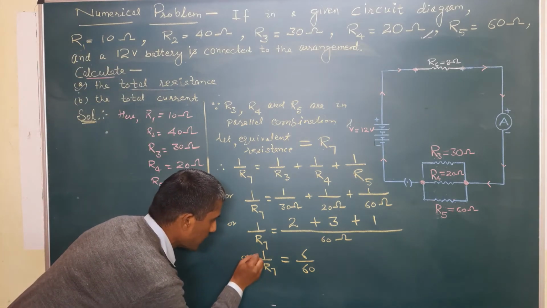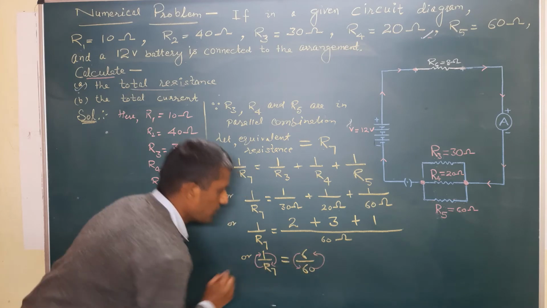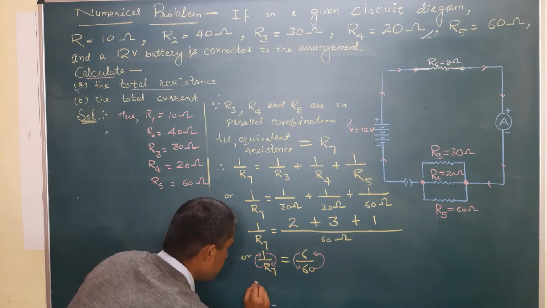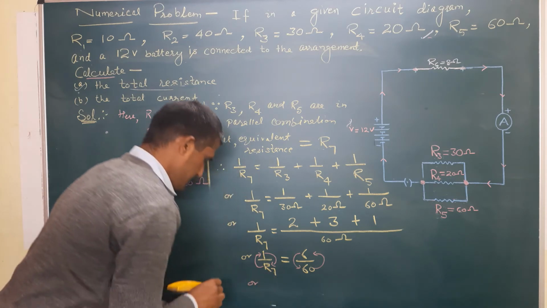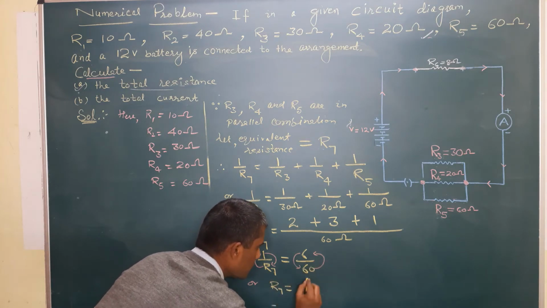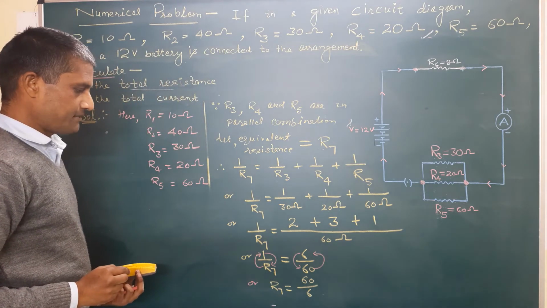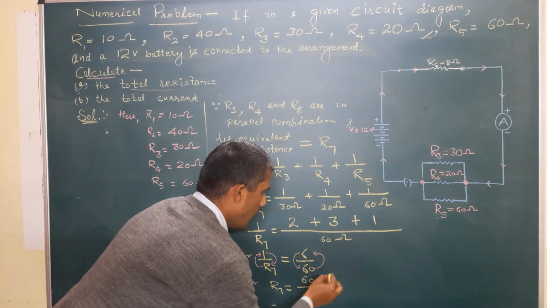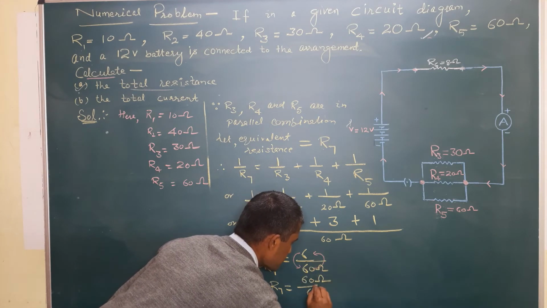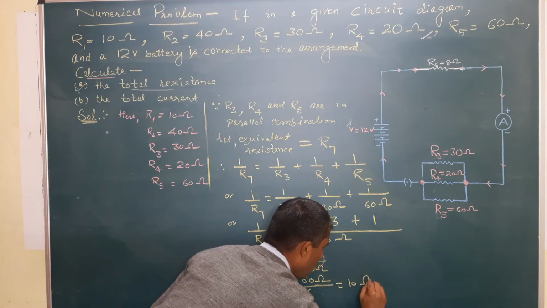So R7 goes up, 1 comes down. 60 goes up, 6 comes down. So R7 is equal to 60 upon 6. R7 is equal to 60, it is also in ohm. 60 ohm divided by 6, and finally you get 10 ohm.